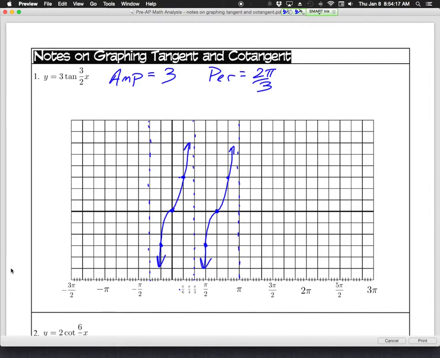Yes? Oh, you just want us to label 2? Yeah, I just want two periods, just like we do with sine and cosine. All right, let's look at the next one.